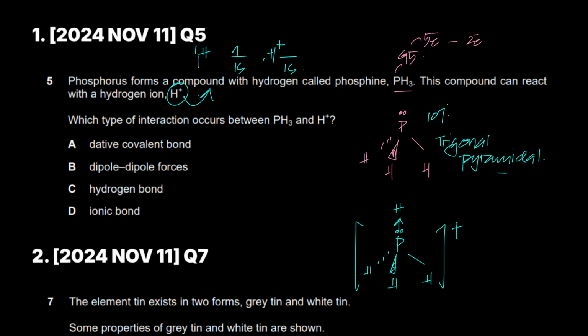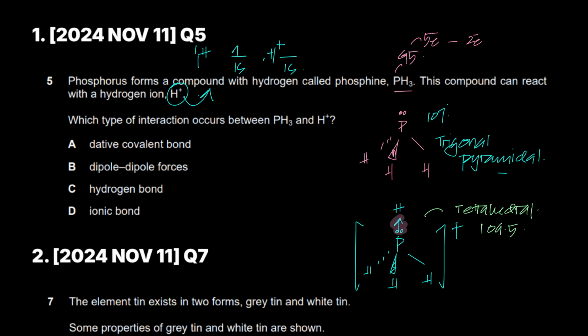Now, how has the shape changed? The shape has changed to tetrahedral. And what's the bond angle? The bond angle is 109.5. Right? Easy peasy, lemon squeezy, and that's the dative bond right here, dative bond, right? And covalent bonds as well.